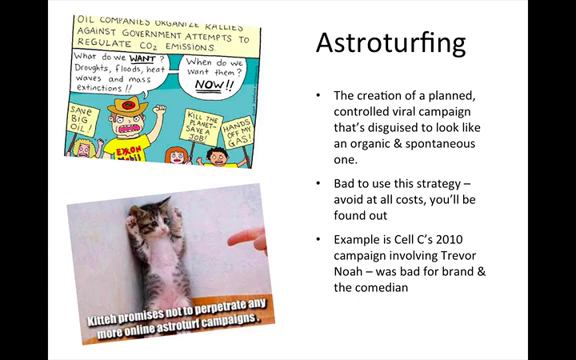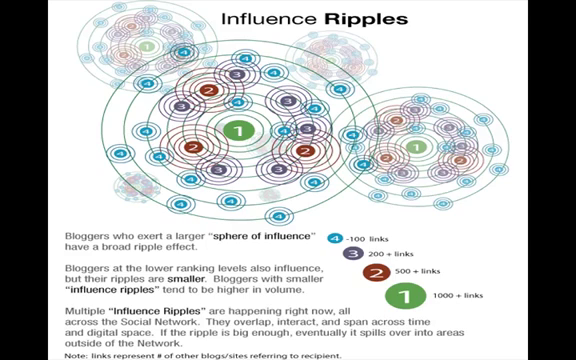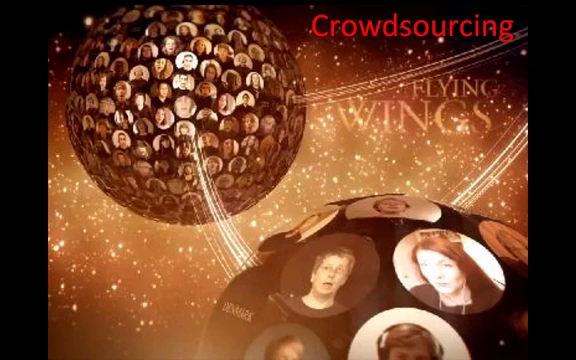Go look up the SALC 2010 campaign. Influence ripples is just showing that bloggers have a big sphere of influence, and the more links people have on their sites, the more influential a blogger is, the more virally your campaign can spread.